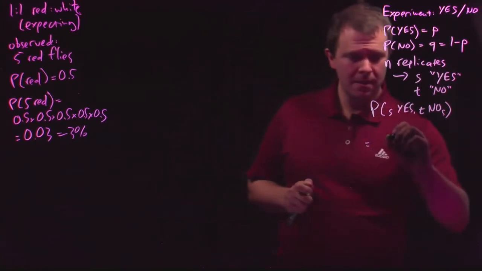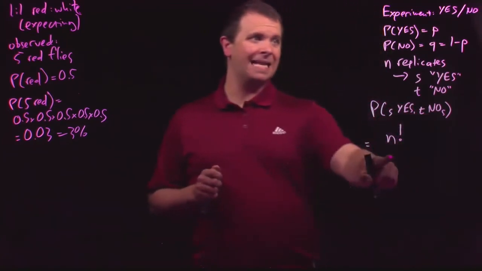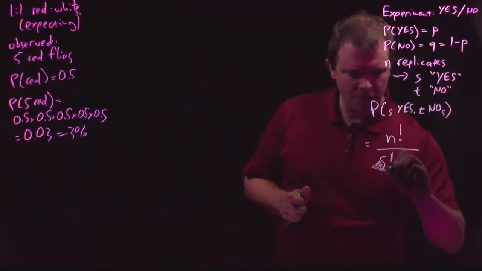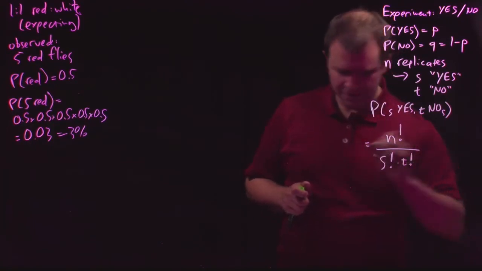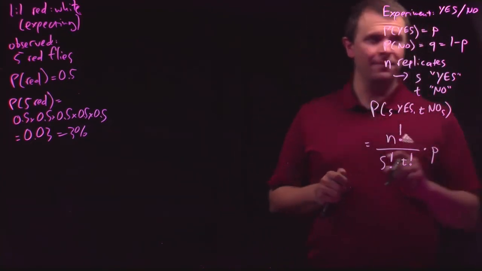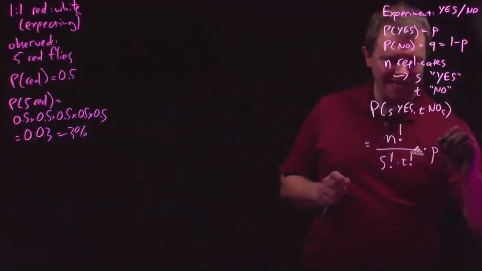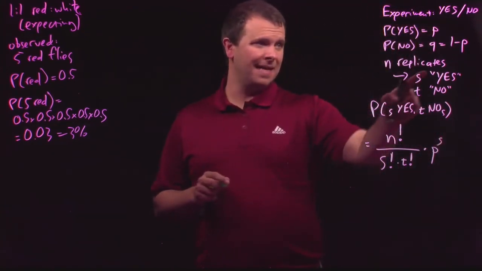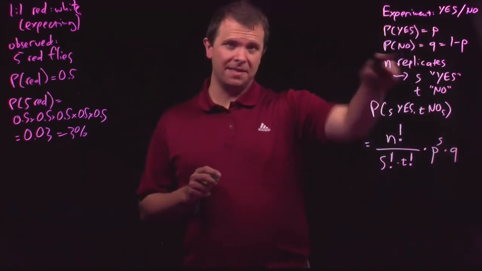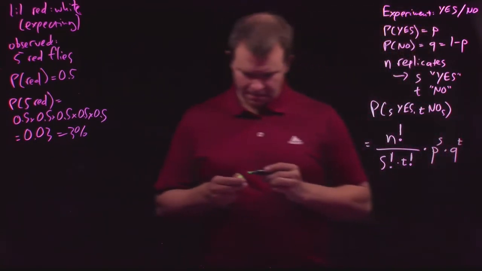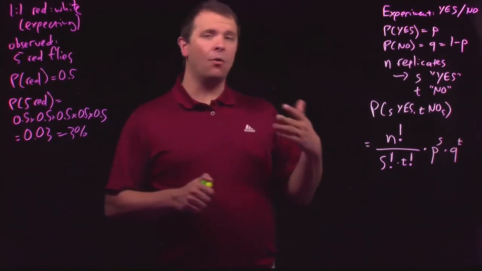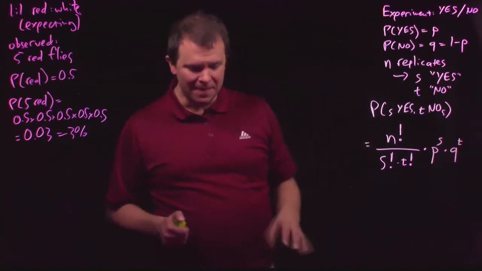is N factorial, where N is the total number of times you did the experiment, over S factorial times T factorial, and all of this is multiplied by P, the probability of seeing a yes, to the S power, where S is the number of yeses, times Q, the probability of seeing no, to the T power. Any experiment where there are only 2 possible outcomes, you can formulate in this manner.